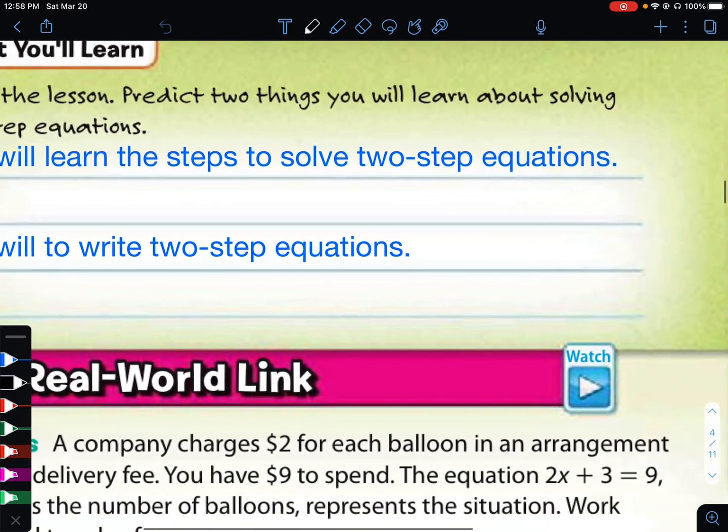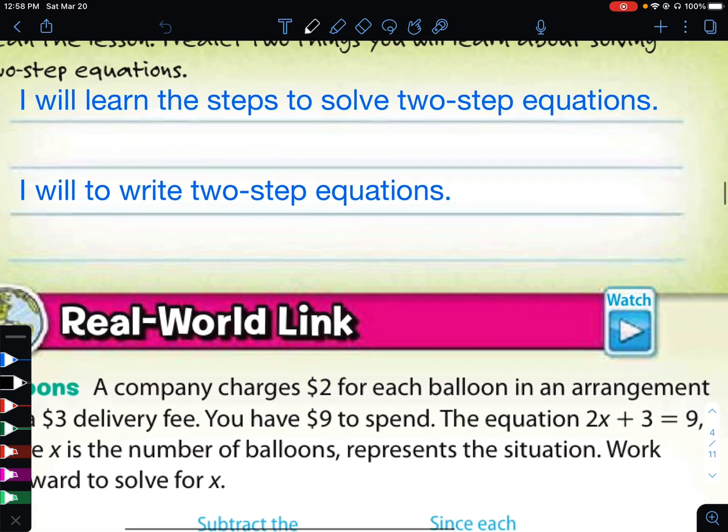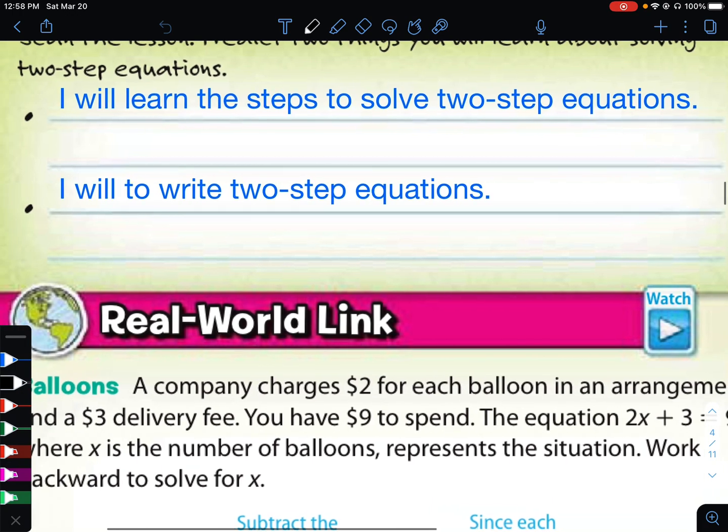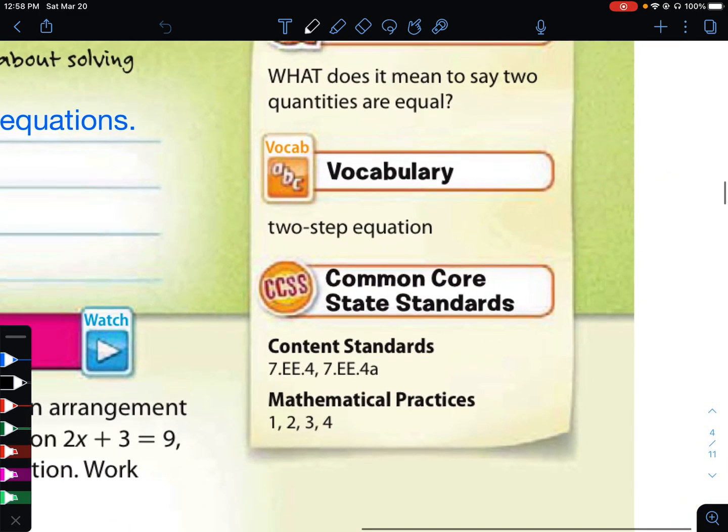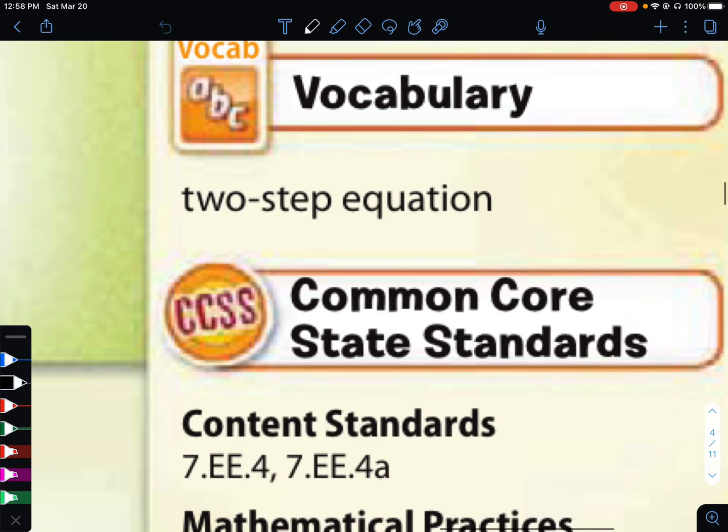So the objectives that we will be learning in this lesson. First objective, I will learn the steps to solve two-step equations. The second one, I will learn to write two-step equations. Okay, so those are the objectives for this lesson. Vocabulary is obviously what two-step equations are.